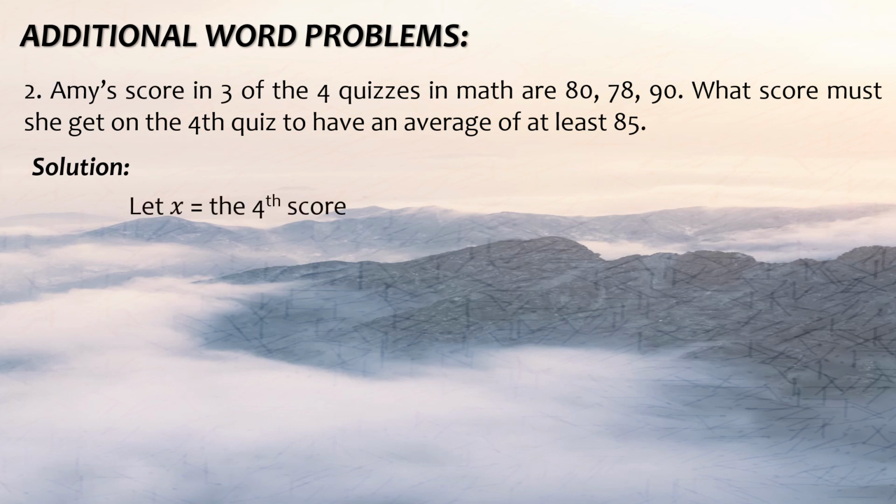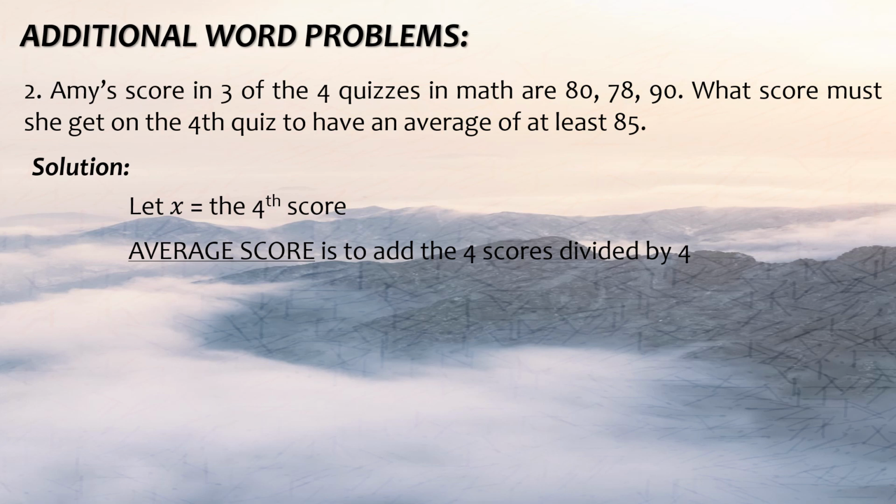So, for the solution, let x be the 4th score. So, average score is to add the 4 scores divided by 4. So, para makuha natin yung average score, i-add natin yung 4 na score and then i-divide natin sa 4. So, at least means equal or greater than.